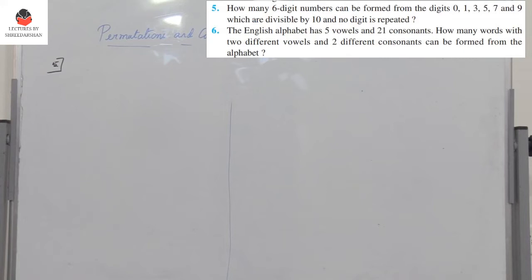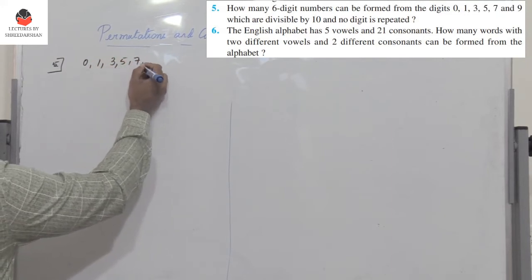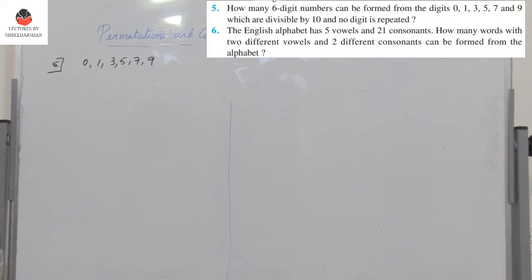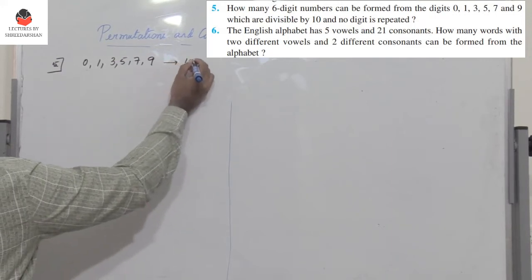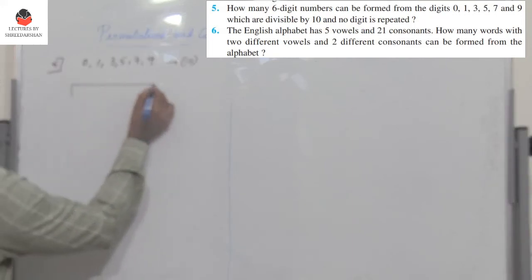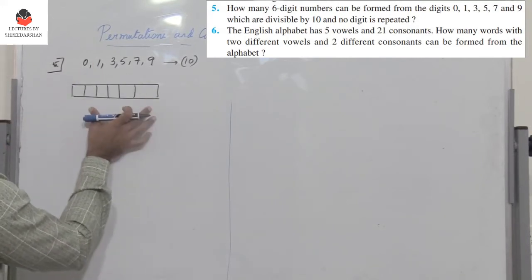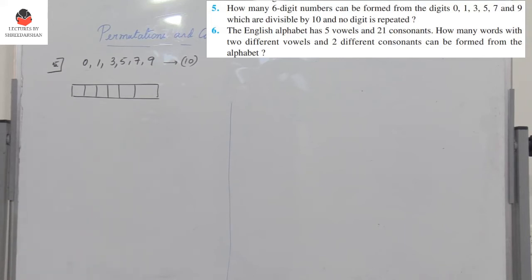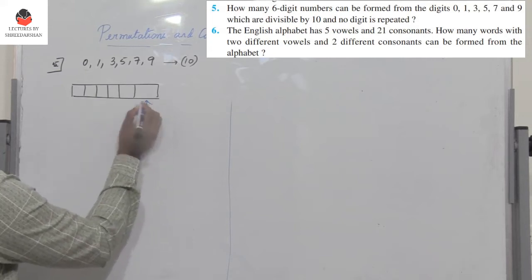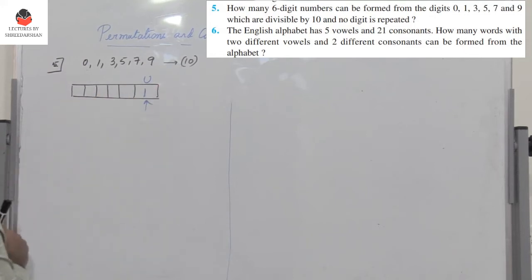Question 5. How many 6-digit numbers can be formed from the digits 0, 1, 3, 5, 7 and 9, which are divisible by 10? So they all have to be divisible by 10 and no digit is repeated, right? So I need to find the total number of 6-digit numbers, and this 6-digit number has to be divisible by 10. So a number is divisible by 10 if and only if I have a 0 here in its units place. So this is the units place, I need to have a 0 here. So there is only one possibility.